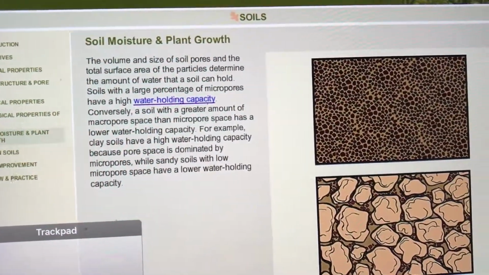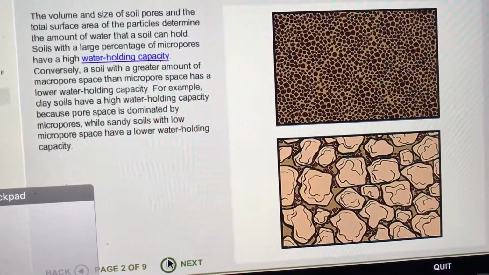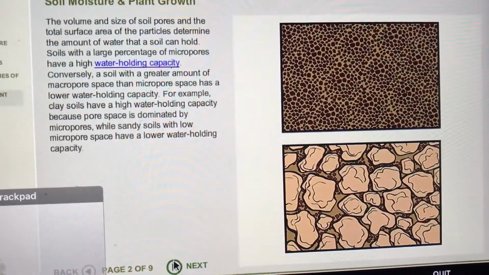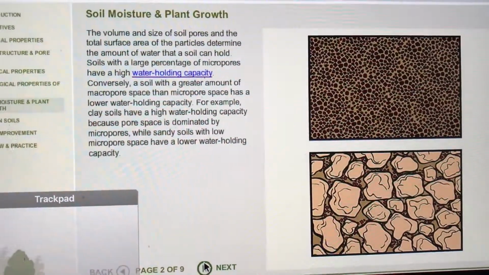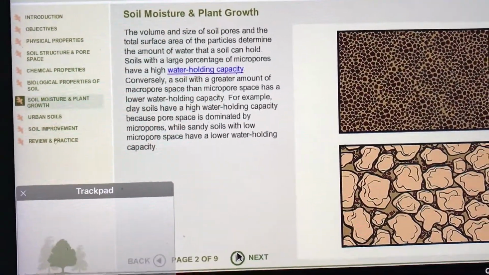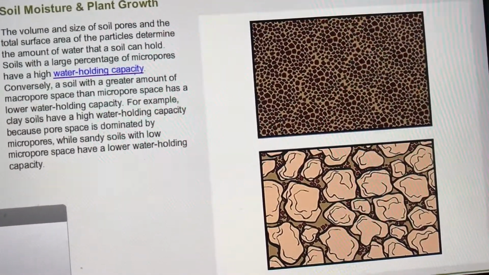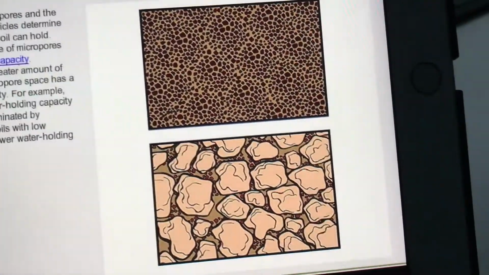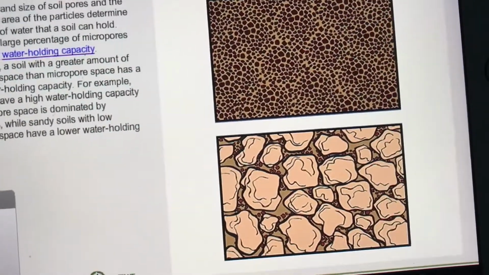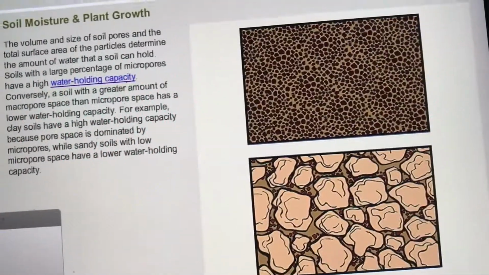The volume and size of soil pores and the total surface area of the particles determine the amount of water that a soil can hold. Soils with a large percentage of micropores have a high water-holding capacity. Conversely, a soil with a greater amount of macropore space than micropore space has a lower water-holding capacity. For example, clay soils have a high water-holding capacity because pore space is dominated by micropores, while sandy soils with low micropore space have a lower water-holding capacity.